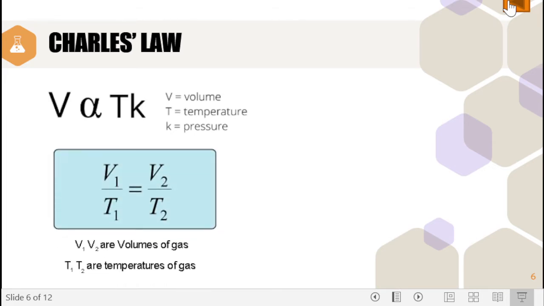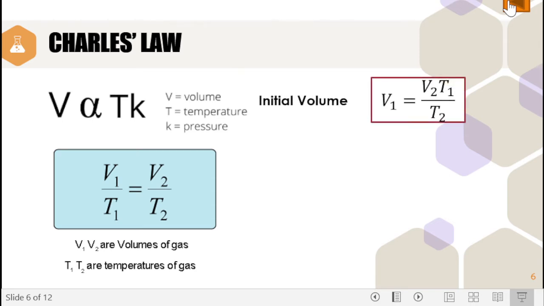Therefore, the general formula for Charles' law is V1, the initial volume, divided by T1, the initial temperature, is equal to V2, the final volume, divided by T2, the final temperature. If the initial volume, V1, is missing, the formula is V1 is equal to V2 multiplied by T1 divided by T2.